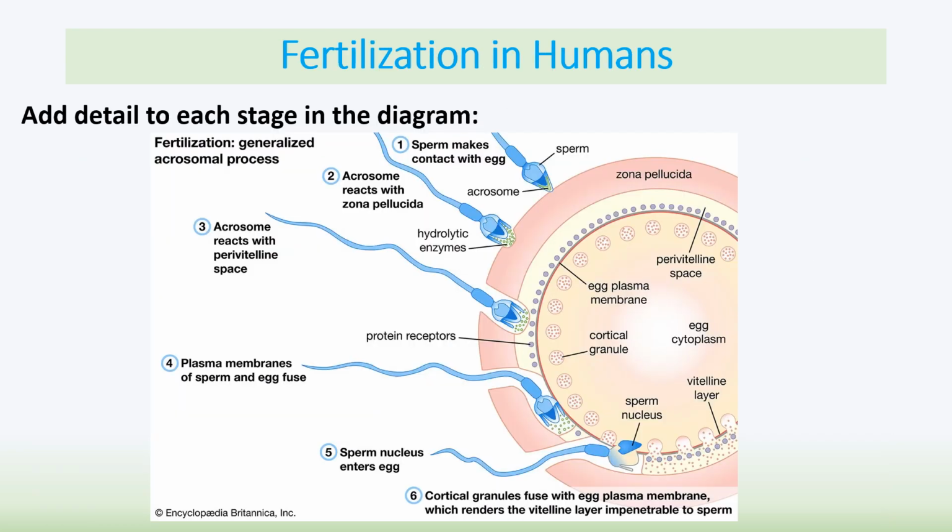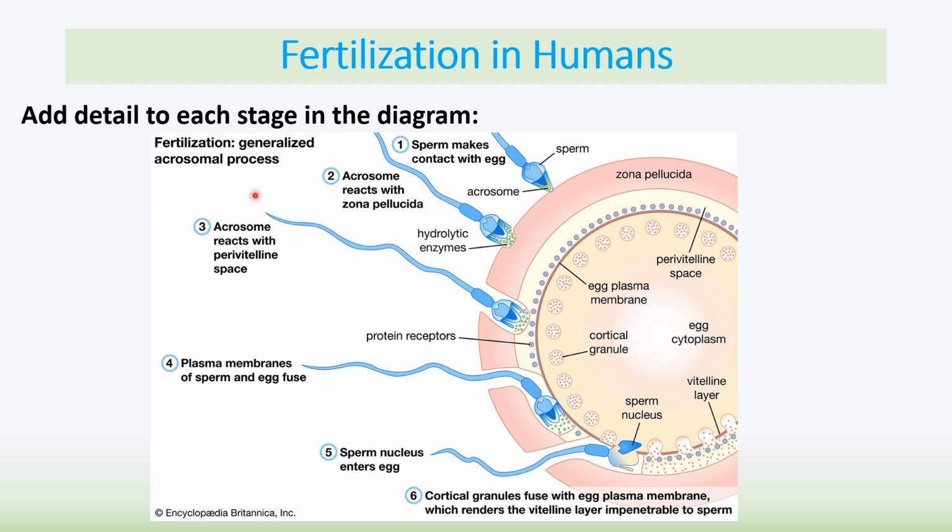And then if fertilization does occur, if we go through the stages here, we start off with stage 1. The sperm makes contact with the egg, so it will come into contact with a ZP3 glycoprotein. Number 2, the acrosome then reacts with the zona pellucida, so it releases the enzymes to break down those glycoproteins and proteins in there using hydrolytic enzymes.